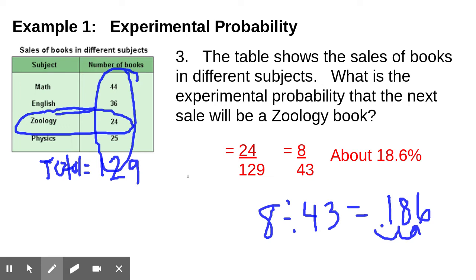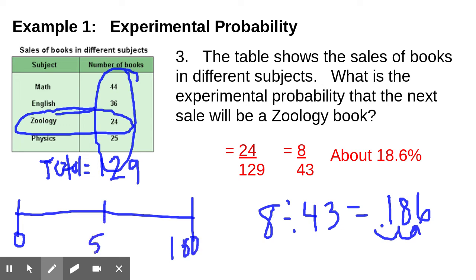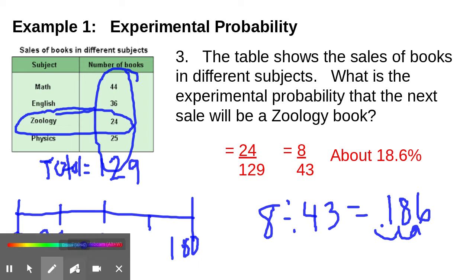Okay, thinking about yesterday when we had our spectrum, 0% would be impossible, 100% would be certain, 50% would be between unlikely and likely. So this would be the 25%. That would be unlikely to be the next book that would be sold. Okay.